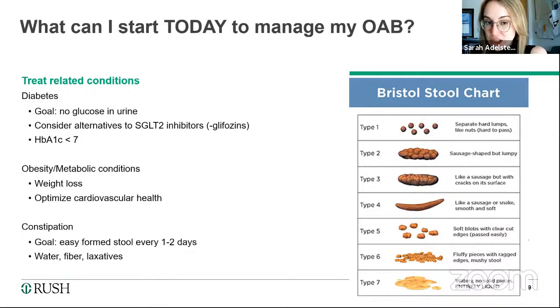Obesity and the metabolic conditions that come with being overweight, such as high blood pressure, high cholesterol. These things impact the bladder as well, and also the production of urine, okay, which comes from the kidneys. So modest weight loss can help with urinary symptoms. Things that are good for your cardiovascular health, right? That good healthy diet and exercise can help with bladder symptoms as well.